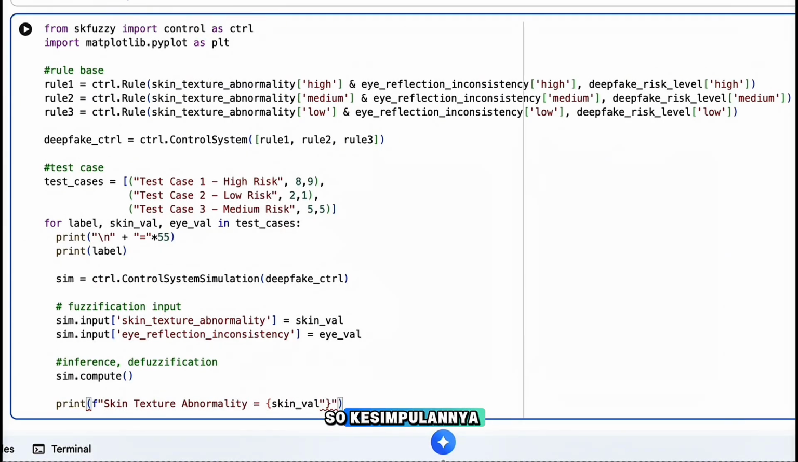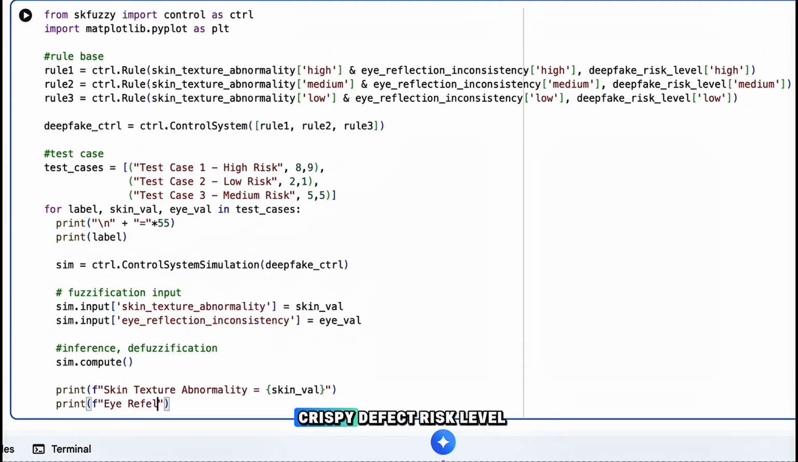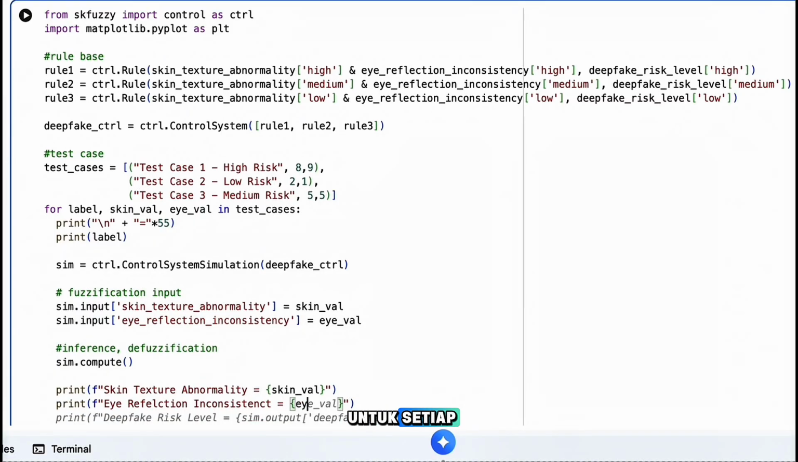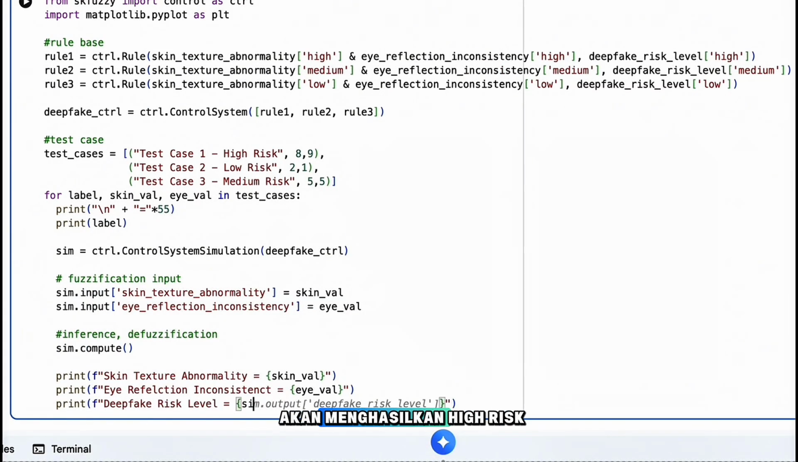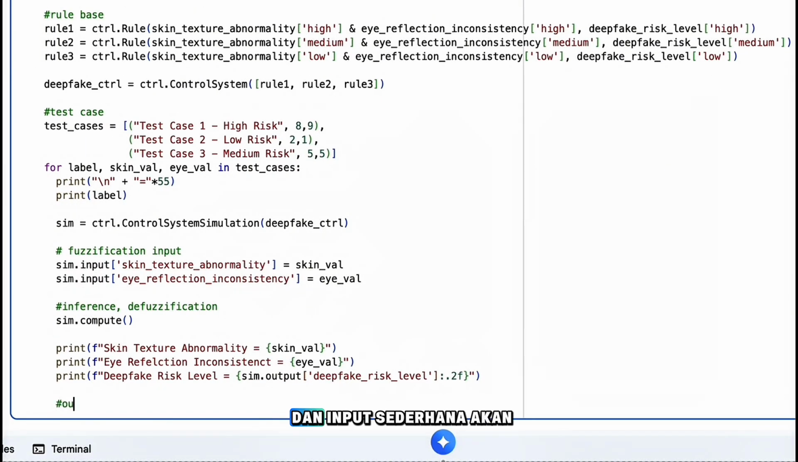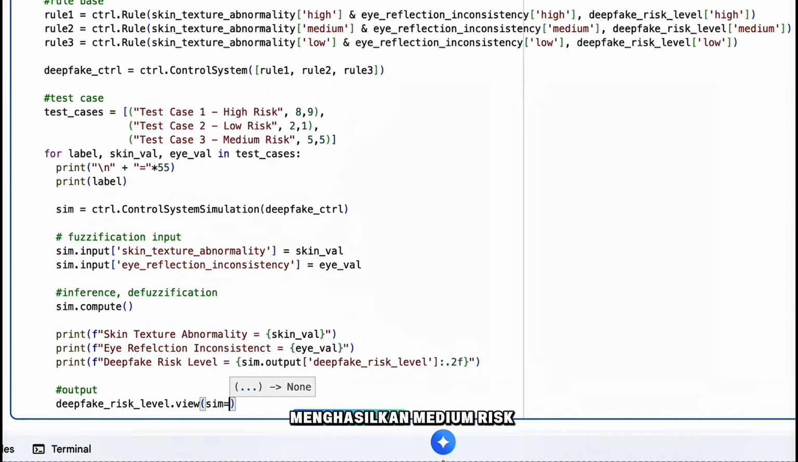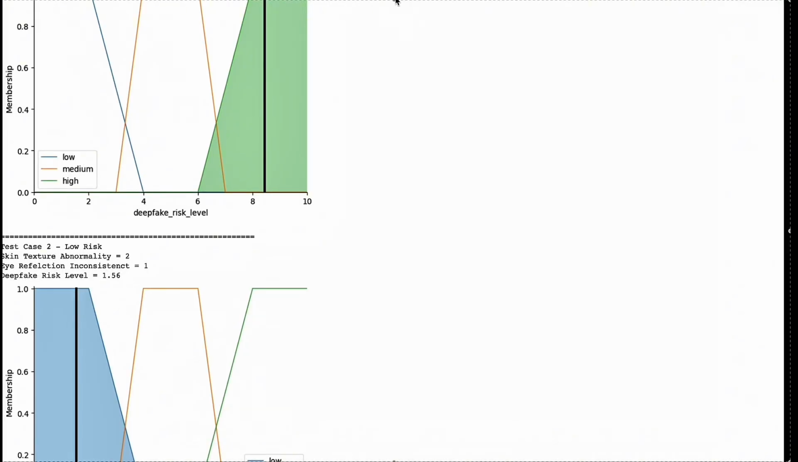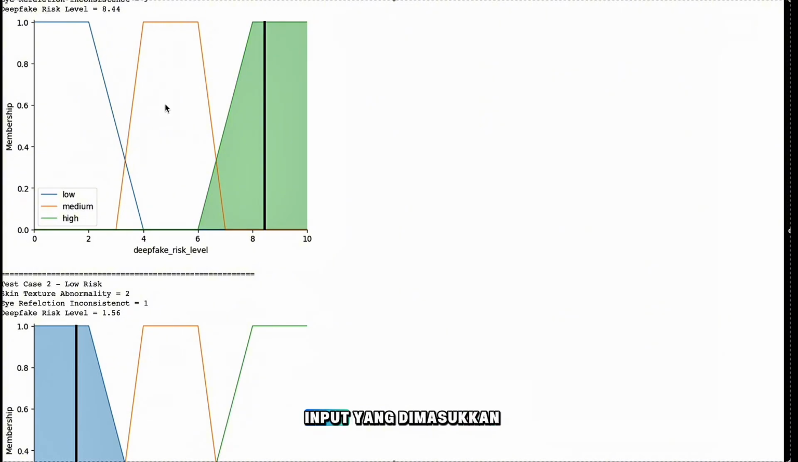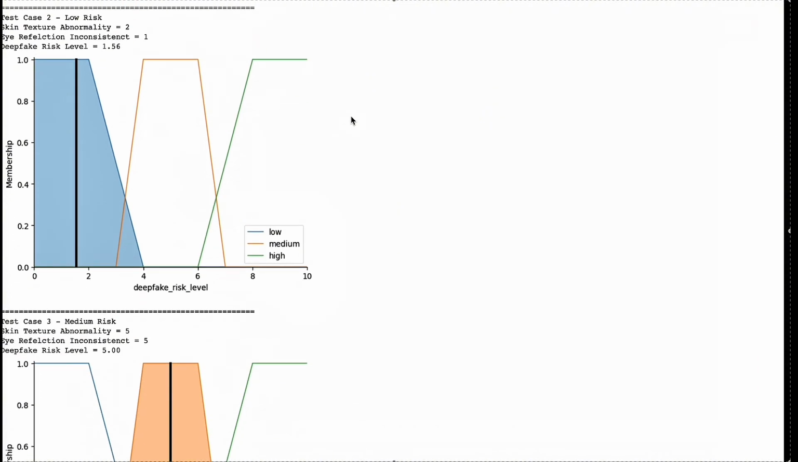So, kesimpulannya, sistem ni berjaya menghasilkan crisp deepfake risk level untuk setiap test case. Input yang tinggi akan menghasilkan high risk, input yang rendah akan menghasilkan low risk dan input sederhana akan menghasilkan medium risk. Output ni clearly menunjukkan keputusan akhir tahap deepfake berdasarkan input yang dimasukkan.